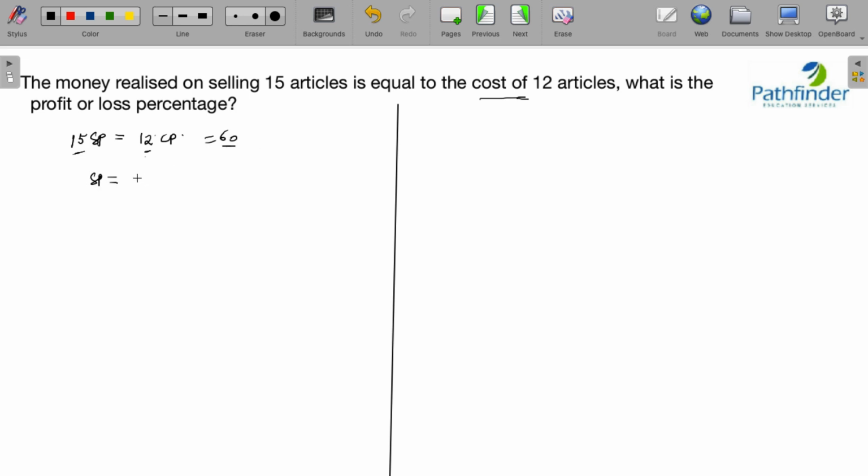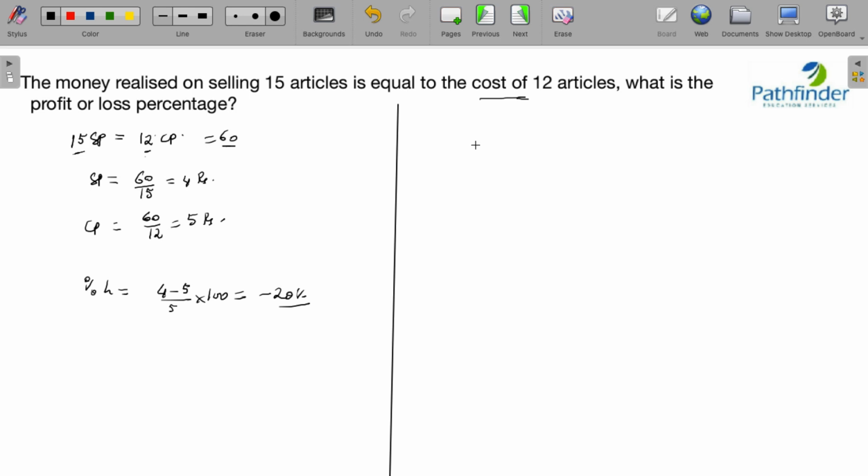So selling price of the first article is 60 by 15, that is 4 rupees. And cost price of each article is 60 by 12, that is 5 rupees. Once again, there is a loss, and percentage loss is 4 minus 5 upon 5 multiplied by 100, that is minus 20%.